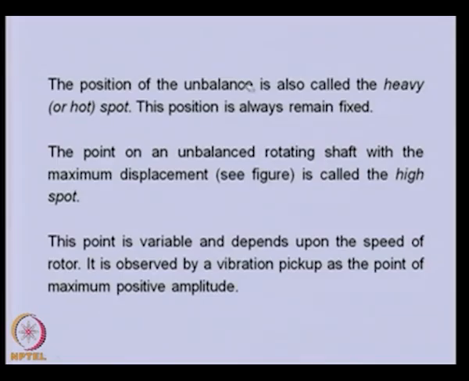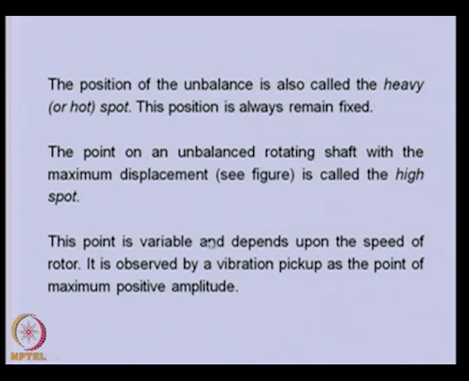There are two terminologies. One is the position of the unbalance, which we call the heavy spot or hot spot. This position always remains fixed on the shaft. The point on an unbalanced rotating shaft with the maximum displacement is called the high spot. So, the heavy spot is the position of unbalance, and the high spot is where the maximum displacement of the rotor takes place. This point is variable and depends upon the speed of the rotor, and it is observed by a vibration pickup or sensor as a point of maximum positive displacement or amplitude of vibration.